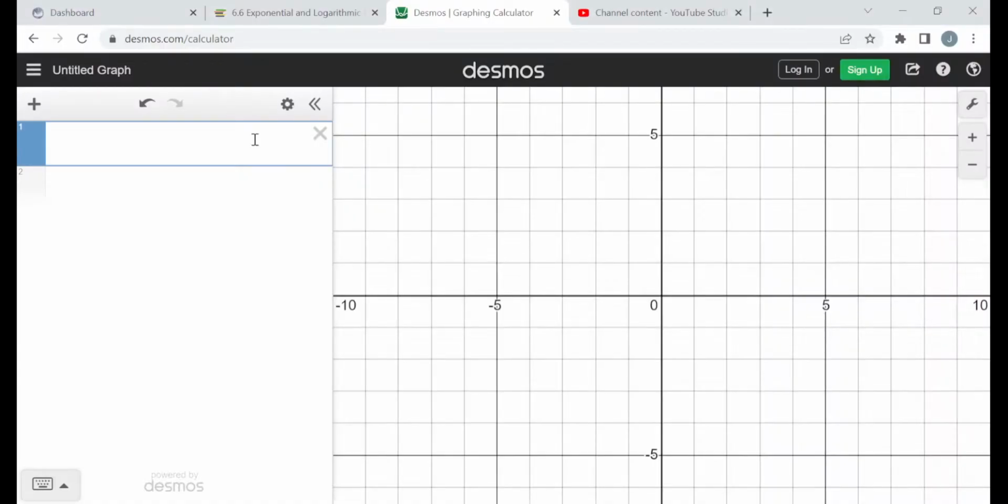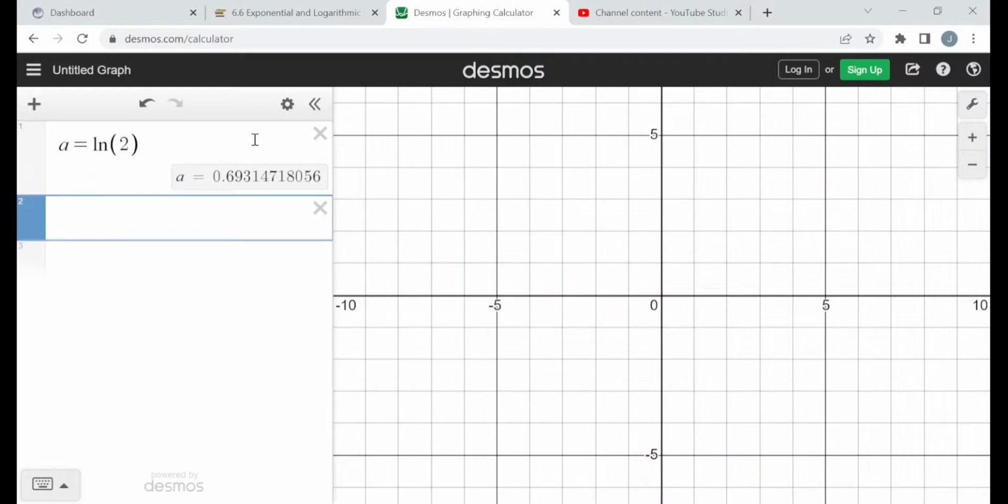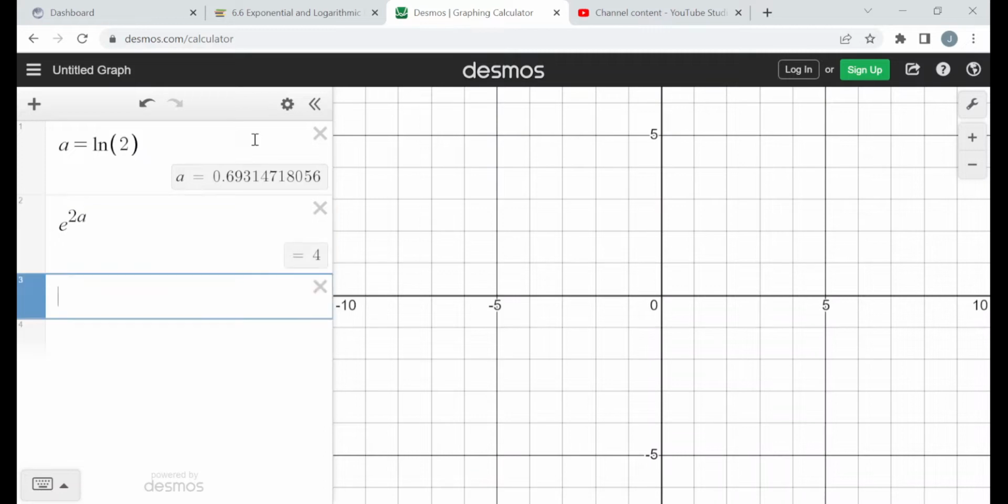Alright, so back here again, I'll just call it a again. a equals the natural log of 2. So 0.69 something, 693. The left side was e to the 2x, so I'm going to call that e to the 2a, and I get 4. And then the right side, e to the a plus 2, and you see I get 4 again. So if you plug this number into the original equation, you're going to get 4 equals 4, a true statement. So this natural log of 2 is indeed a solution.